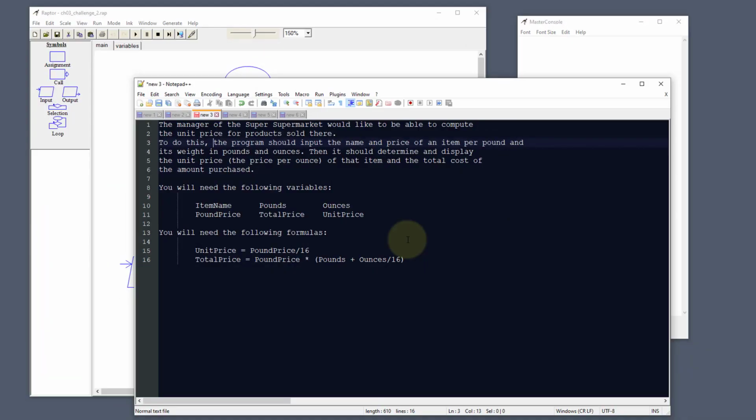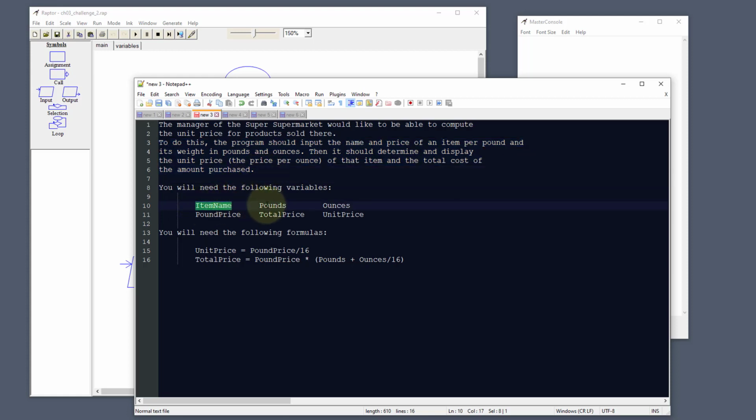The second challenge in Chapter 3 is the manager of the supermarket would like to be able to compute the unit price for products sold there. To do this, the program should input the name and price of an item per pound and its weight in pounds and ounces. So we have to calculate pounds and ounces. Then it should determine and display the unit price, the price per ounce of that item, and the total cost of the amount purchased.